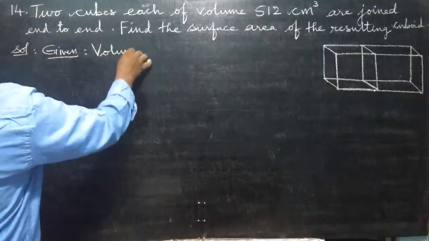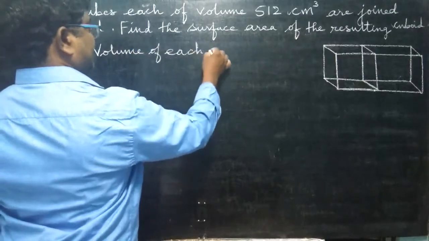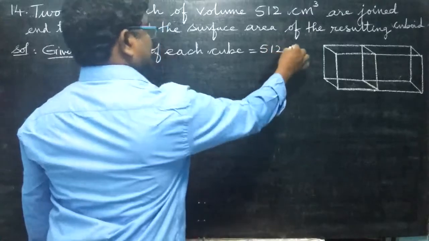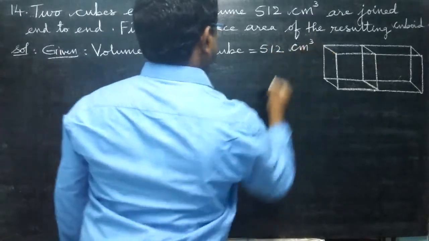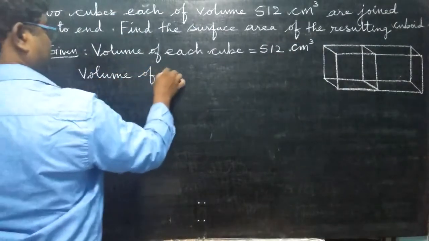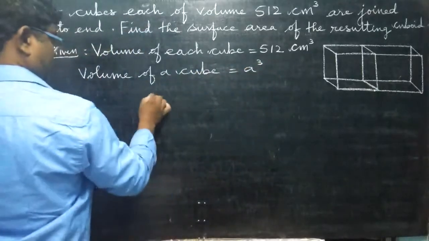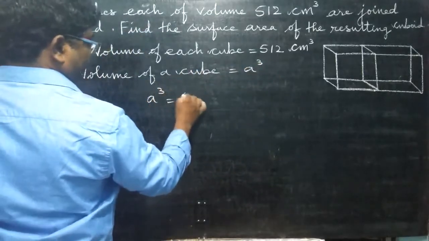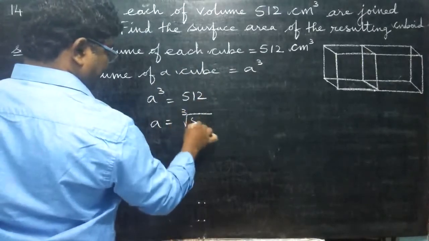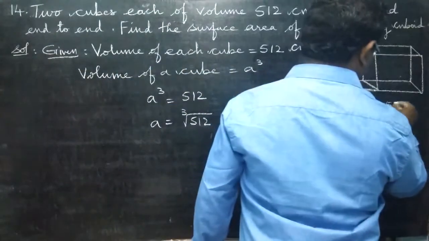Volume of each cube is equal to 512 centimeter cube. What is the formula for volume of a cube? Volume of a cube is equal to a cube. Now a cube is equal to 512. a is equal to cube root of 512. Now find the factors for 512.